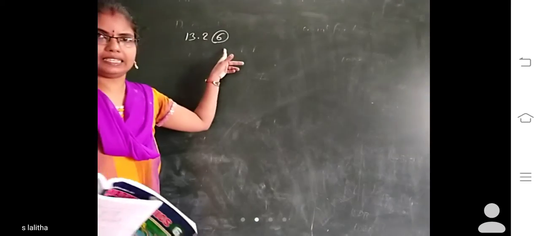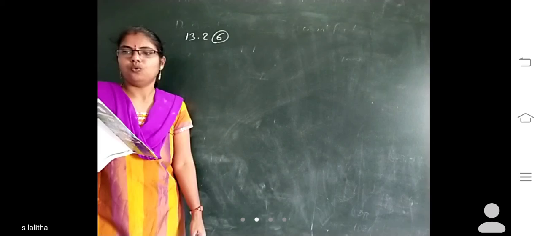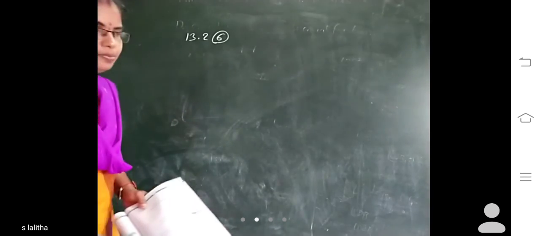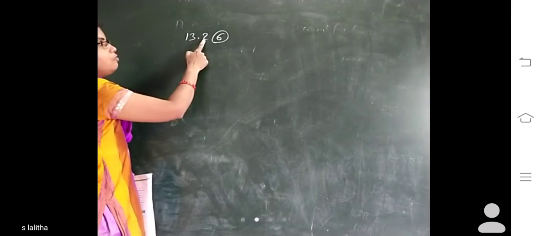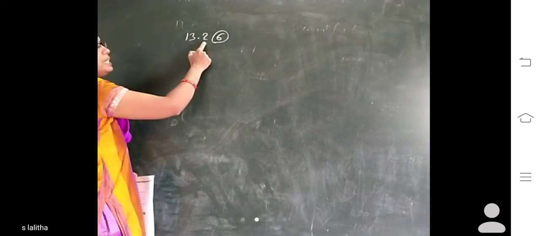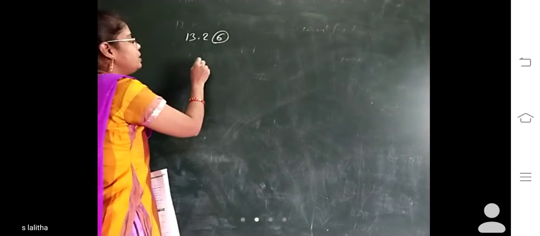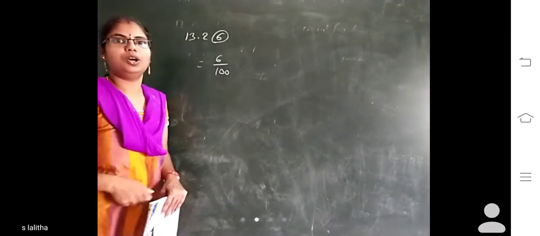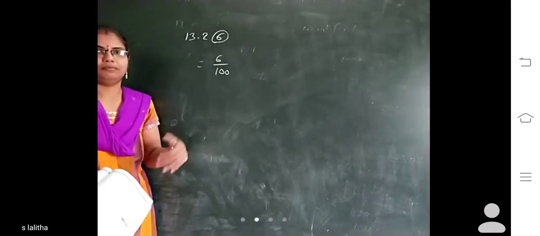13.26. What is the circled digit here? 6. You have to write the place value of the circled digit. What is the place value? 1/100. How to write the 6's place value? After the decimal point there are 2 digits. The first digit is in the 10th place and the 2nd digit is in the 100th place. So how to write 6/100? Okay ma'am. Did you understand how to write 6/100?